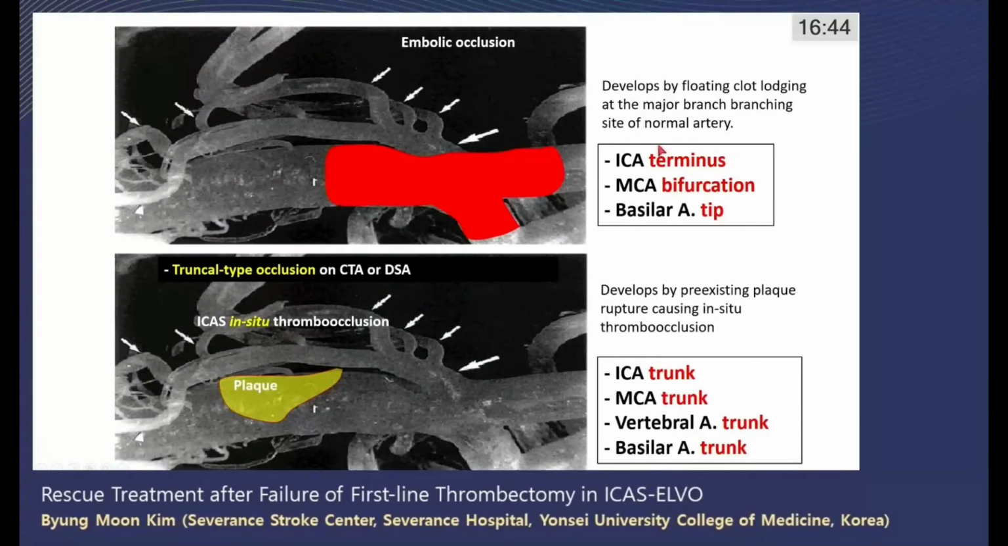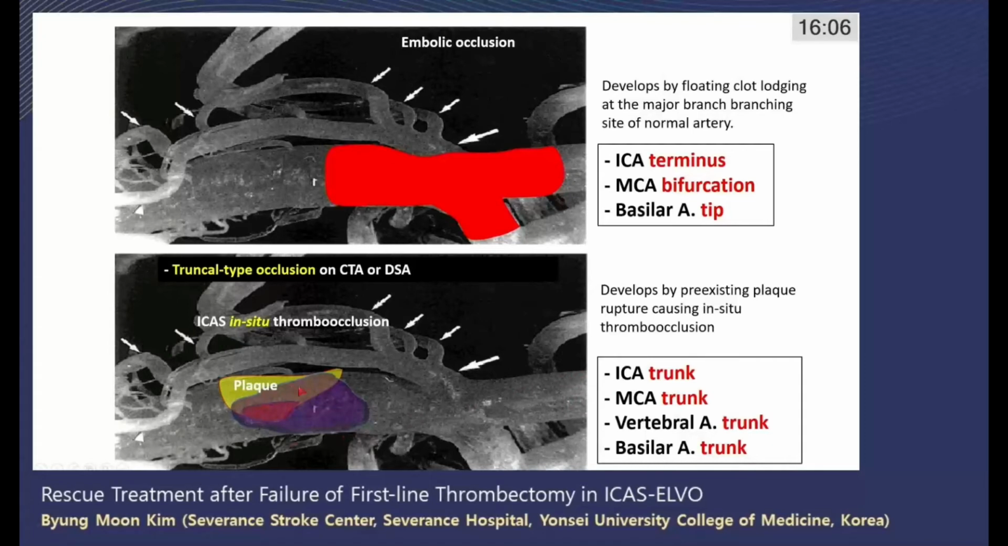Let me start by mentioning the difference between embolic and ICAS large vessel occlusion. Embolic occlusion develops when a floating clot lodges at a major branching site of a normal artery, for example, the ICA terminus, MCA bifurcation, or basilar artery tip. In contrast, ICAS in situ thrombo-occlusion develops from pre-existing plaque rupture, for example, at the ICA trunk, MCA trunk, or basilar artery trunk.